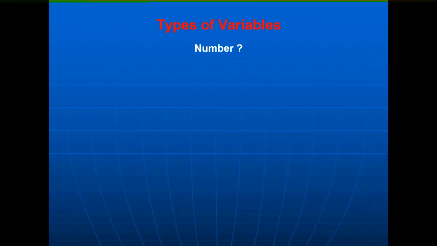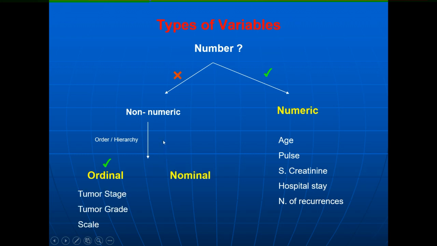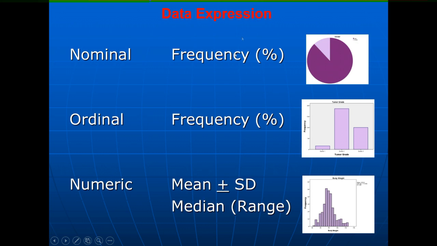In summary, types of variables quickly: if the variable has a number, it will be numeric, like age, pulse, serum creatinine, and all of those. If the variable doesn't have a number, it will be non-numeric. And based on the hierarchy, if the variable has hierarchy, it will be ordinal, like tumor stage, tumor grade. Or if it doesn't have hierarchy, it will be nominal, like simply gender. Also a quick review or summary of this lecture.